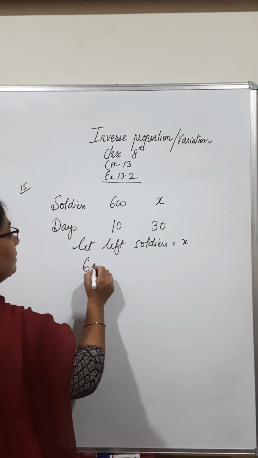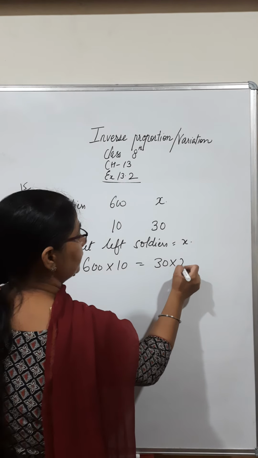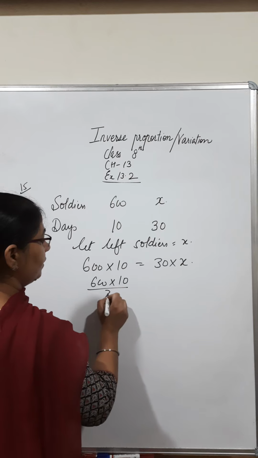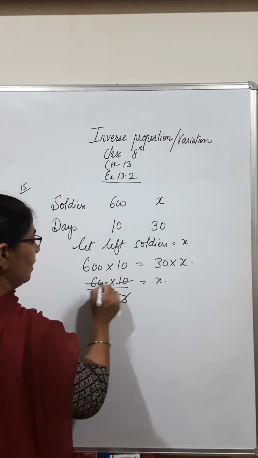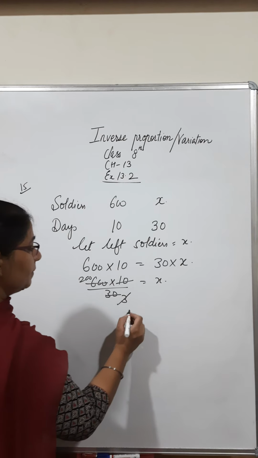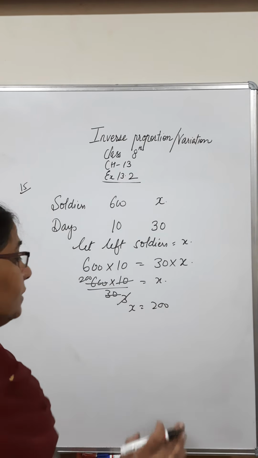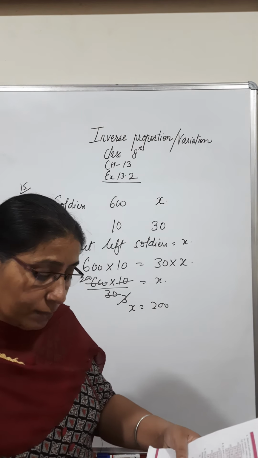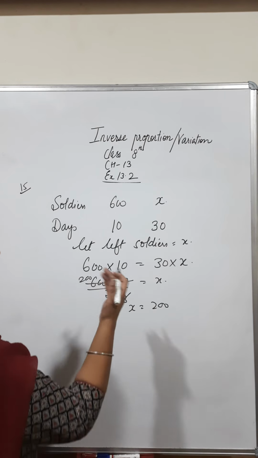सो अगेन 600 मल्टीप्लाइड बाय 10 इज इक्वल टू 30 मल्टीप्लाइड बाय एक्स. सो 600 मल्टीप्लाइड बाय 10 डिवाइडेड बाय 30 इज इक्वल टू एक्स. 10 3s are 30, 3 2s are 200. इसका मतलब x कितना हुआ 200. सो हमारे पास ये देखो x हमारे पास 200 आया. हमने निकालना है कि कितने लोगों को हमने शिफ्ट किया ना, हाउ मेनी सोल्जर्स लेफ्ट द फोर्ट.